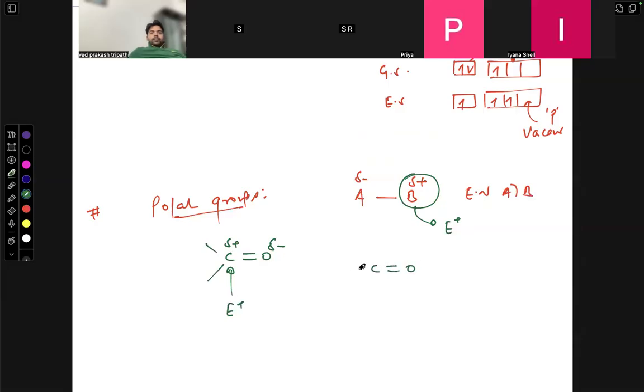Like CO2. Carbon has a partial positive, so it acts as an electrophile. Like acyl halide, if you look at this group, carbon is again electron deficient because of delta positive, so it acts as an electrophile. It makes sense. Look at this sulfur. This sulfur has polarity delta plus, delta minus, so sulfur can act as an electrophile. Any doubt?